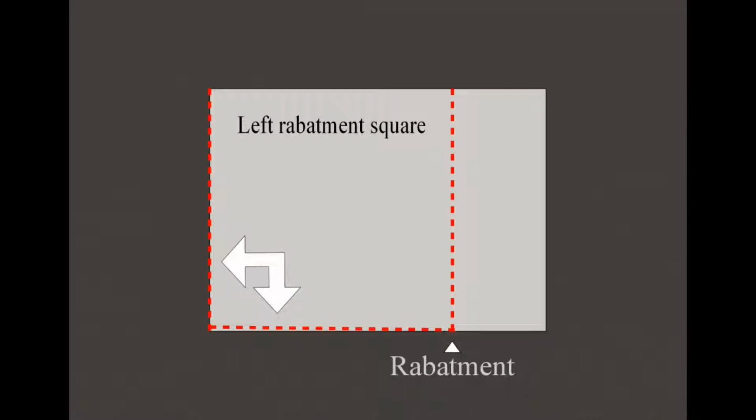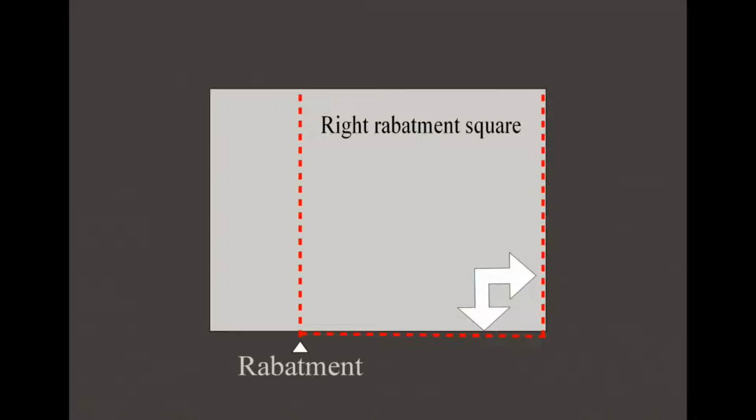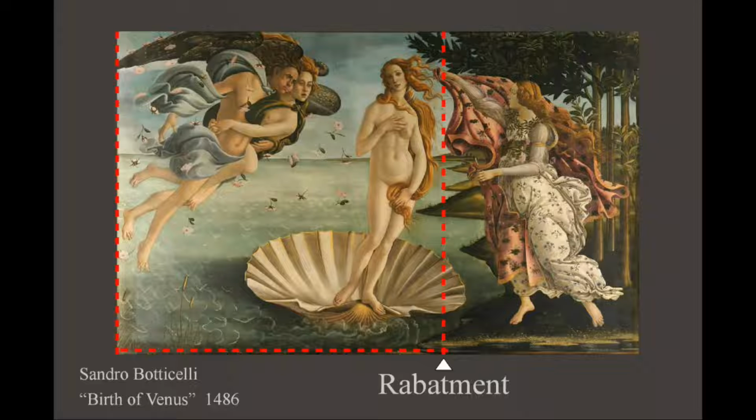Every rectangle, in essence, has two rabatments. A rabatment on the right side, which creates a left square, and a rabatment on the left side, which creates a right square. We can also have an upper rabatment for a vertical piece or a lower rabatment for a vertical piece. Some historical uses of rabatment go back as far as 1486, the early Renaissance time.